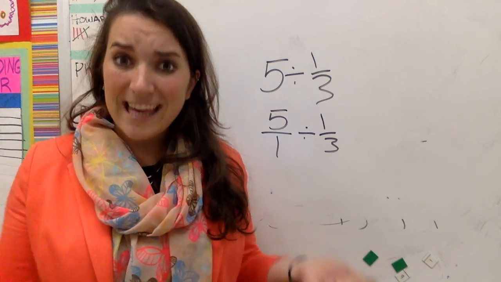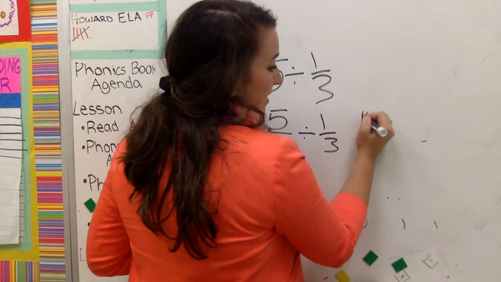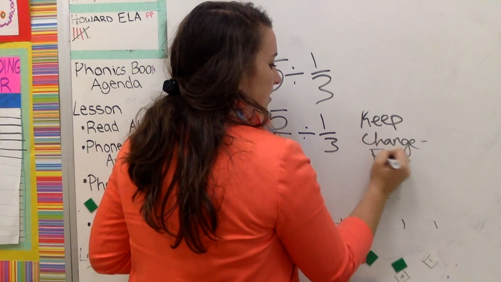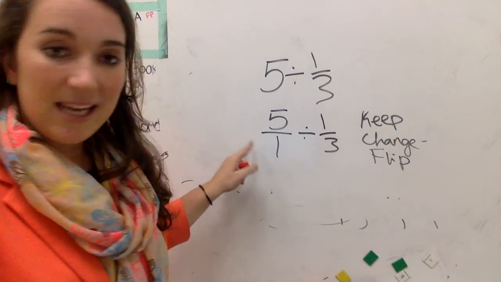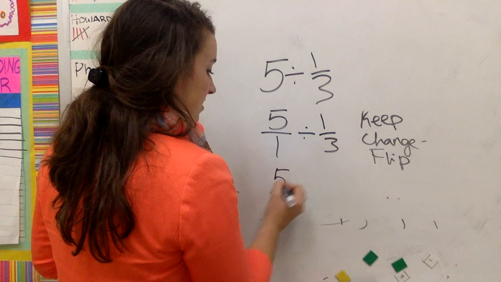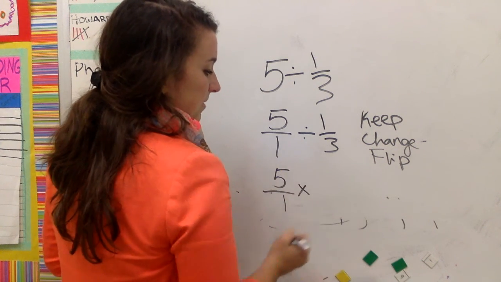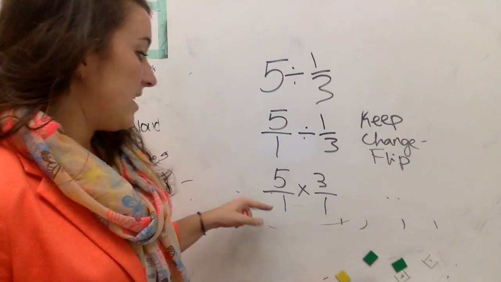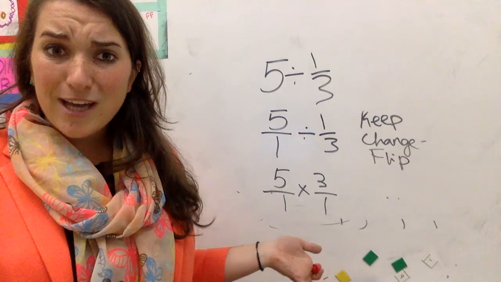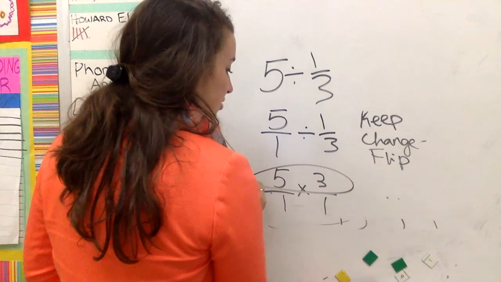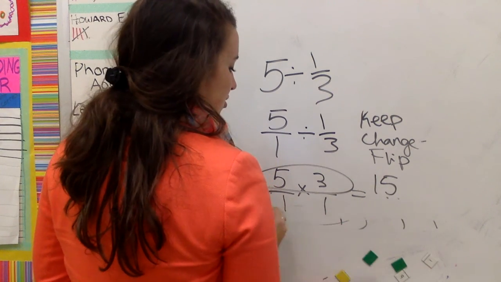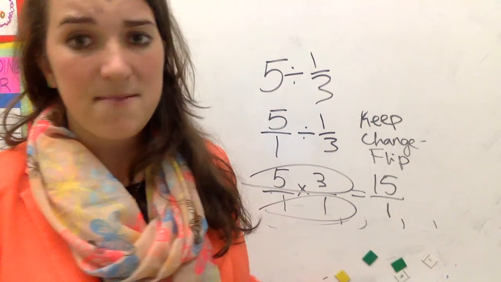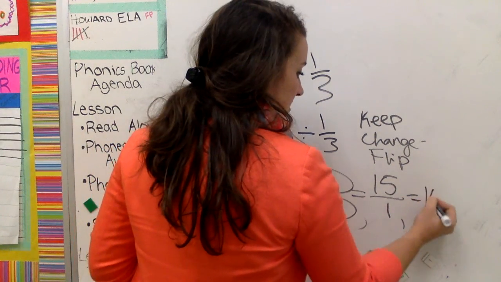Now we're going to do keep, change, flip. I know it's been a while since we've done this. We keep our first number, 5 over 1, change division to multiplication, and then flip our second fraction. So now I have 5 over 1 times 3 over 1. It's just a multiplication of fractions problem. I multiply straight across the top, 15, and straight across the bottom, 1, so 15 over 1. That's 15 wholes, the same as just 15.